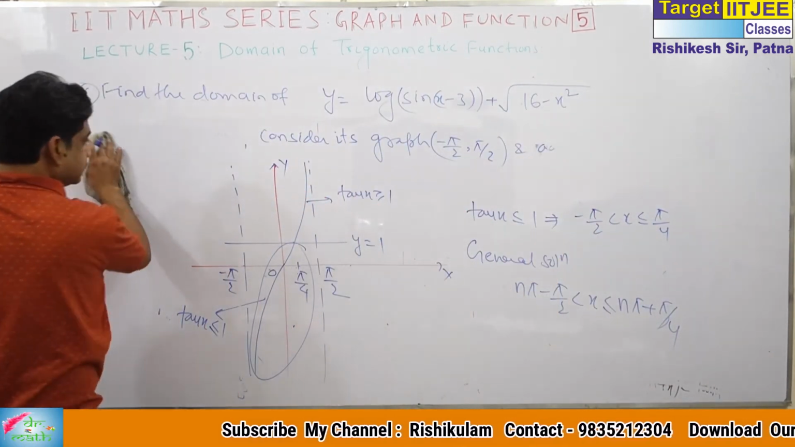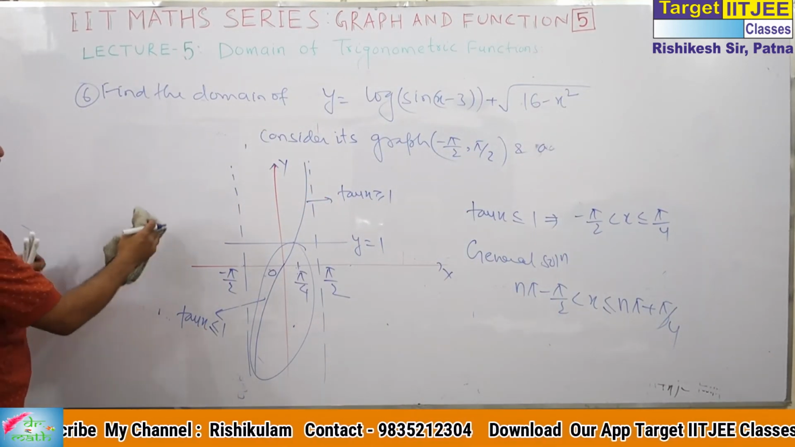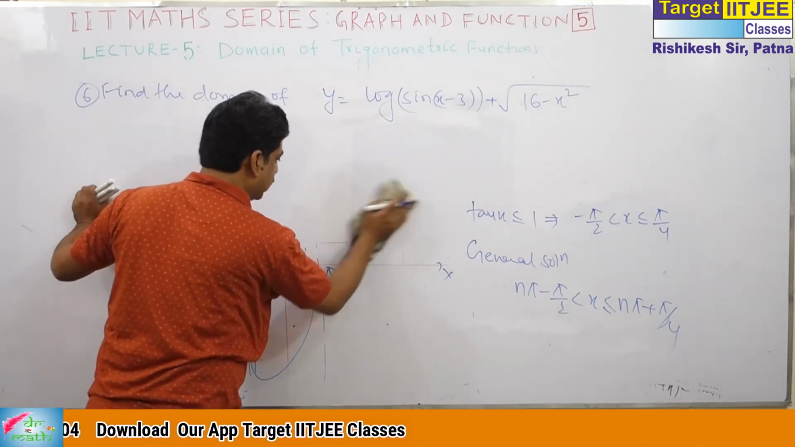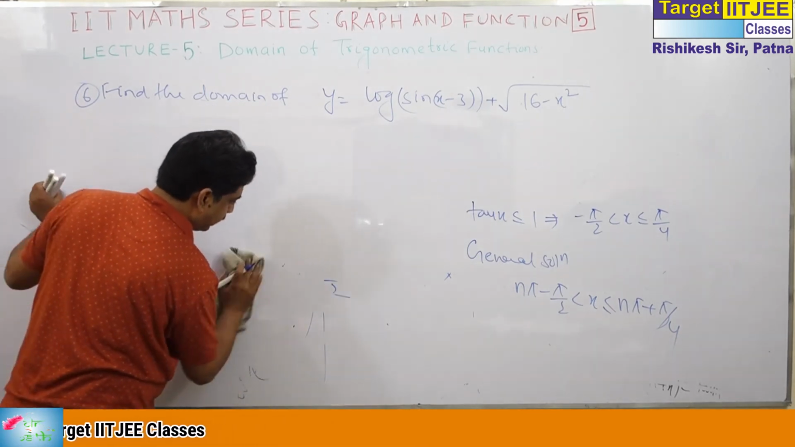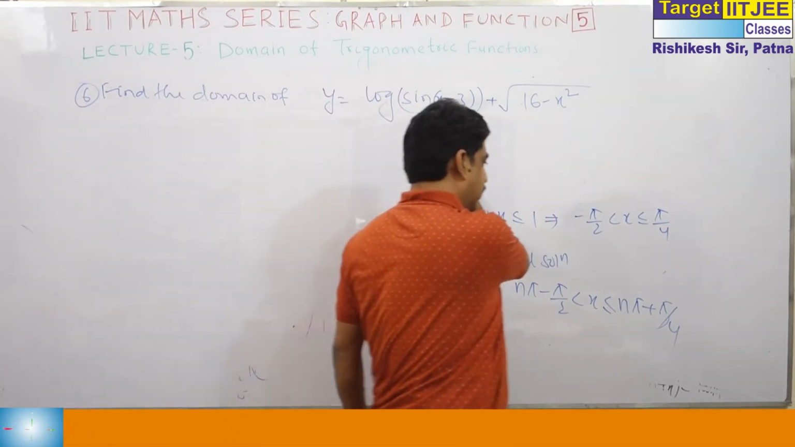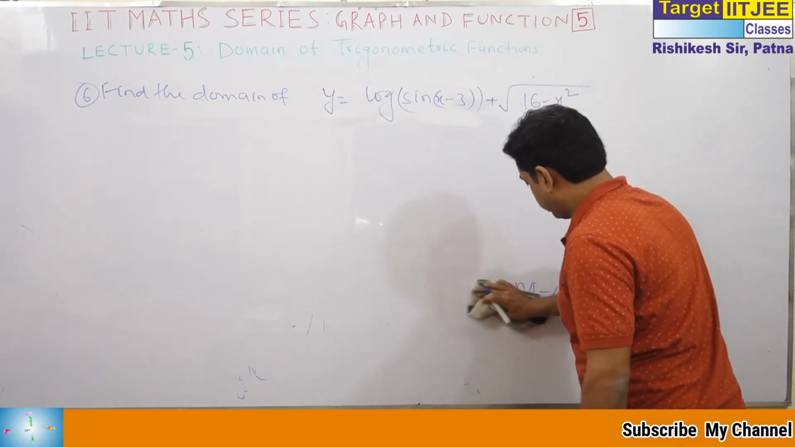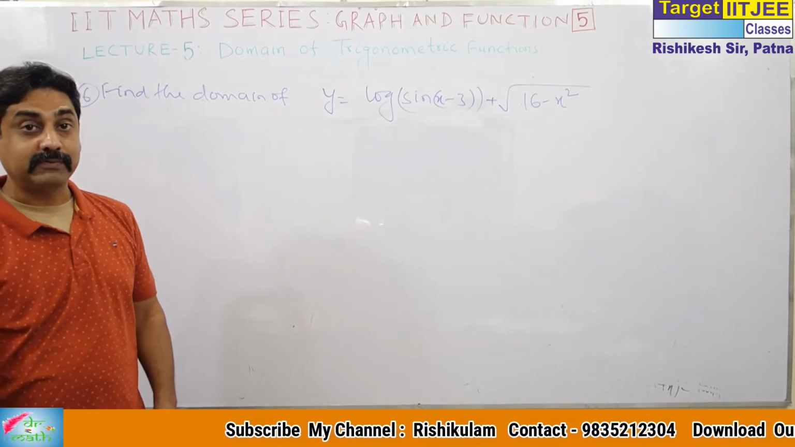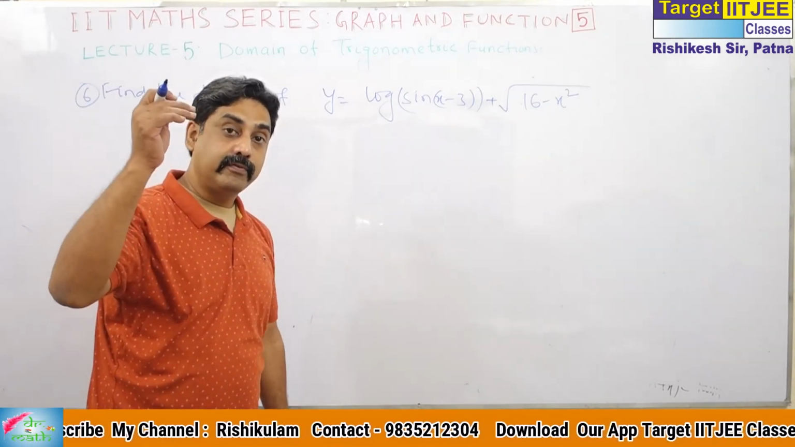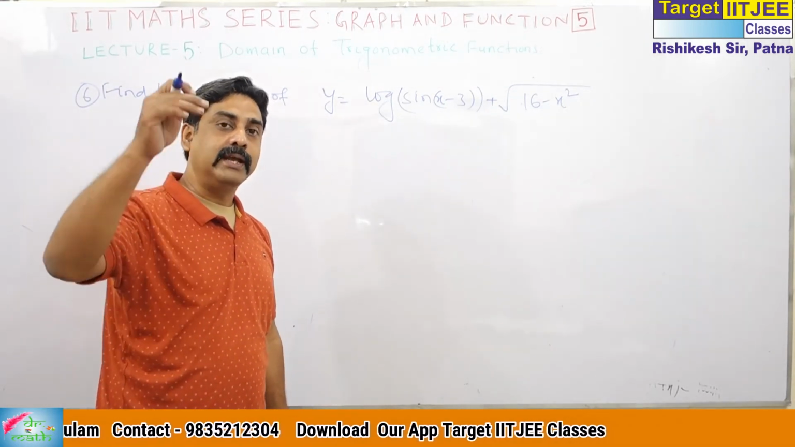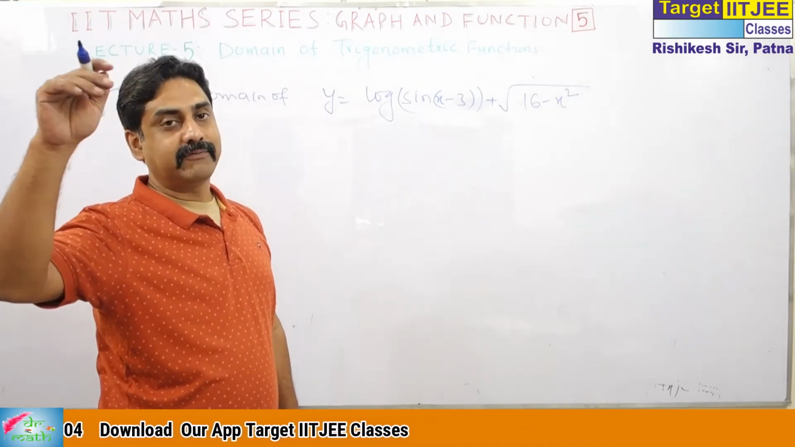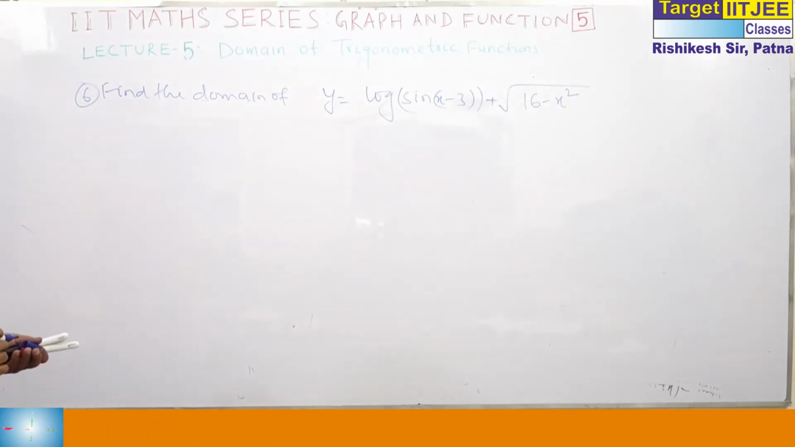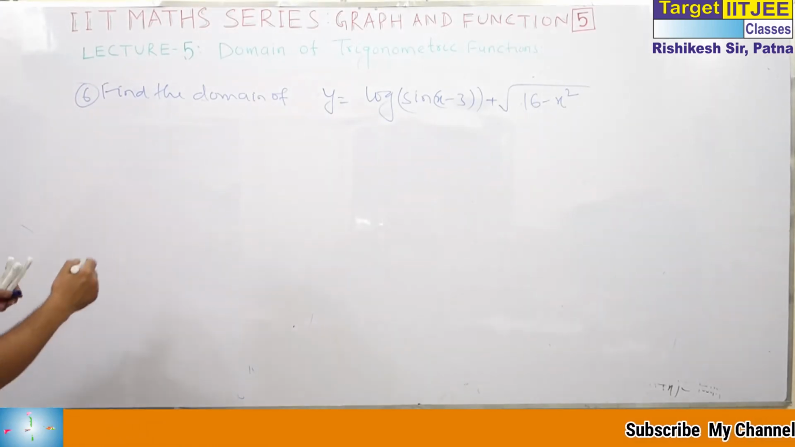So what do we do for cot x? For cot x, take the graph of 0 to pi. Try to take the continuous graph. If you want to write, you can write: to solve an inequality based on cot x, take the graph of cot x in 0 to pi. Now, come to the question of domain. What are the conditions?